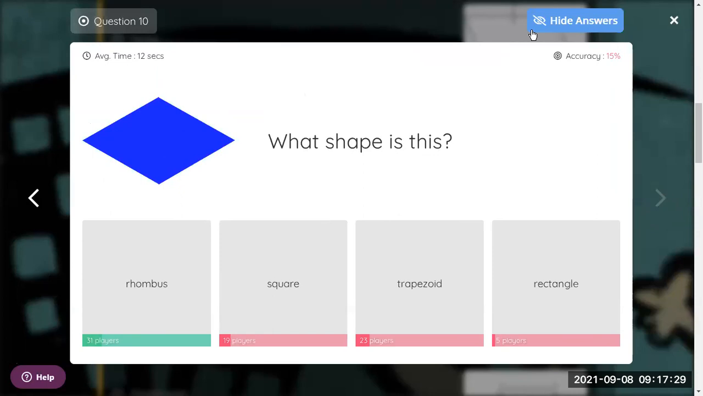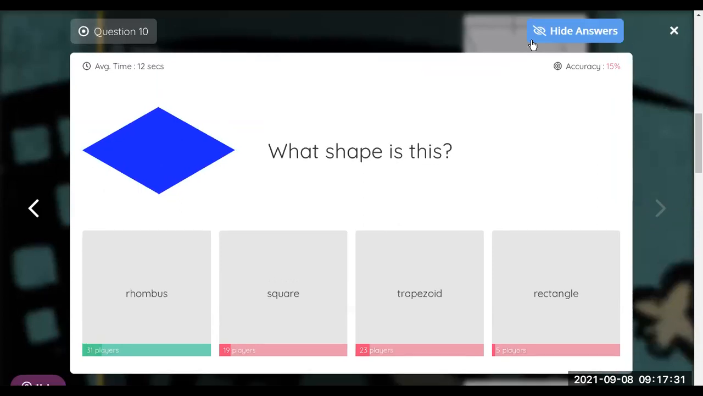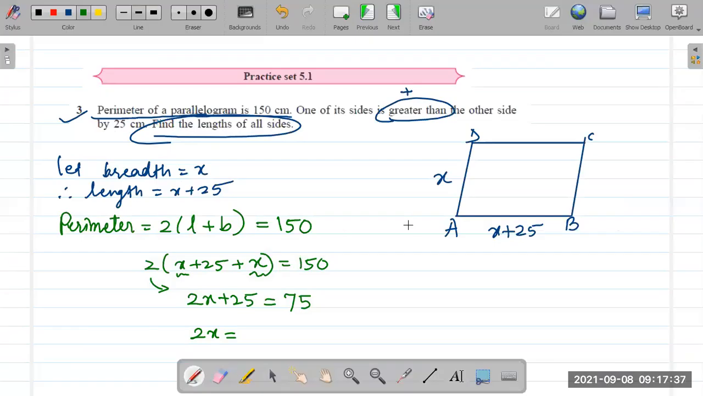Okay, so those were the 10 questions. With that, let's get back to practice set 5.1. Okay, everyone. Again, maybe the day after, in the next to next class, we will have one more quiz which will be based on all the properties that we will be doing on quadrilaterals. Please keep revising. Since this was the first quiz on quadrilaterals, maybe you were not very thorough with the properties, but make sure that next time you study well.